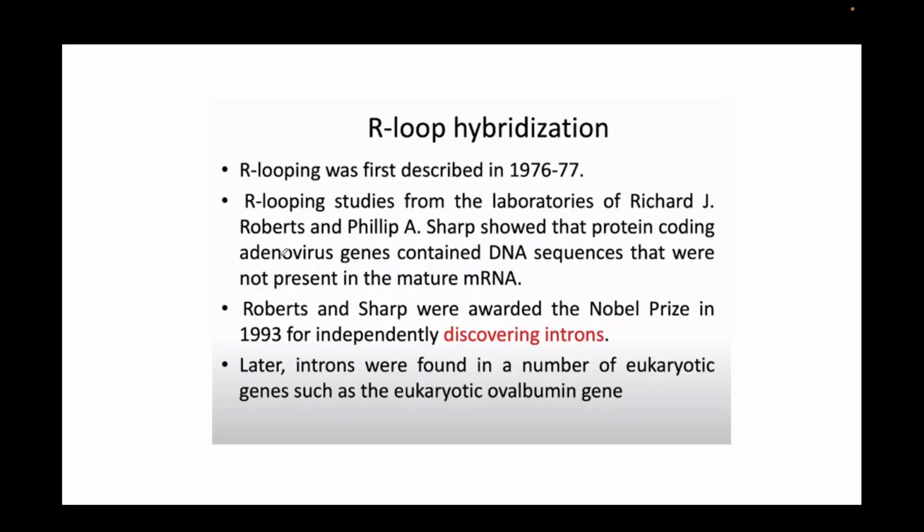Okay. So what is R loop hybridization? R looping was first described in 1976 to 1977. R looping studies from the laboratories of Richard J. Roberts and Philip A. Sharp showed that protein coding adenovirus genes contain DNA sequences that were not present in the mature mRNA. Roberts and Sharp were awarded the Nobel Prize in 1993 for independently discovering introns. Later, introns were found in a number of eukaryotic genes such as the eukaryotic ovalbumin gene.